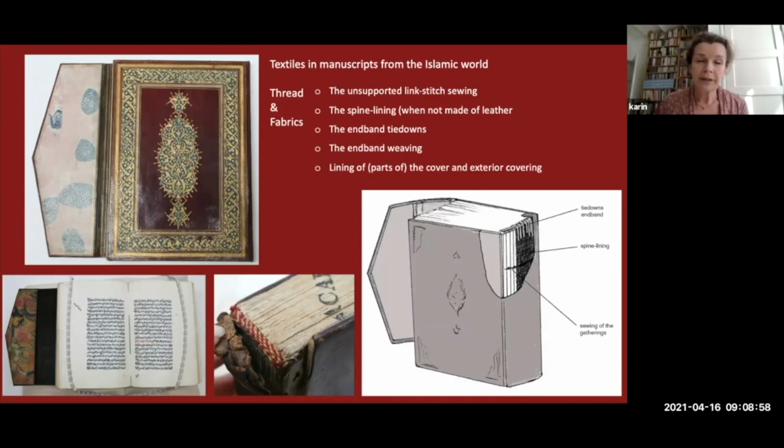When you are not so familiar with Islamic bookmaking, then this will give you an overview of the essential components. Textiles are used in the form of thread and in fabrics. So the thread clearly is used for sewing the gatherings and also for the end band making. And in the drawing, you can see how fabric is used in this instance as a spine lining material. And these form the construction of the book.